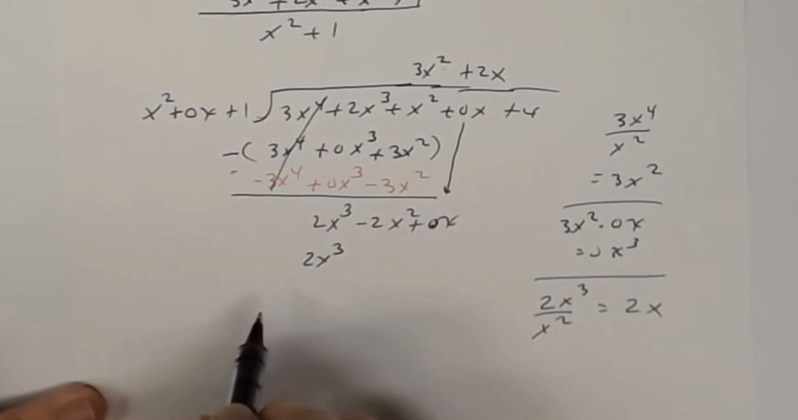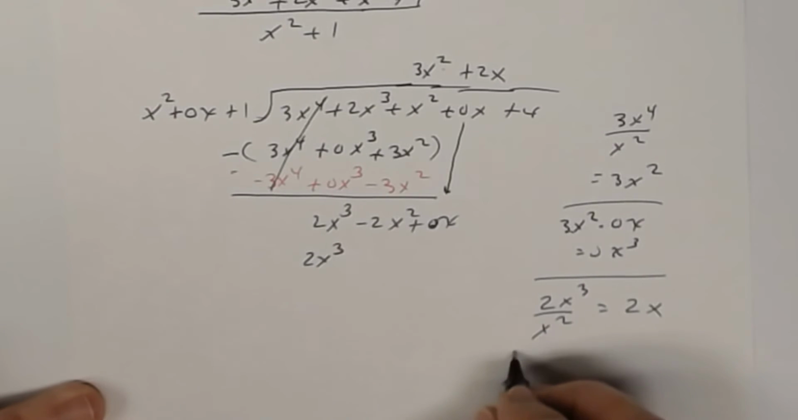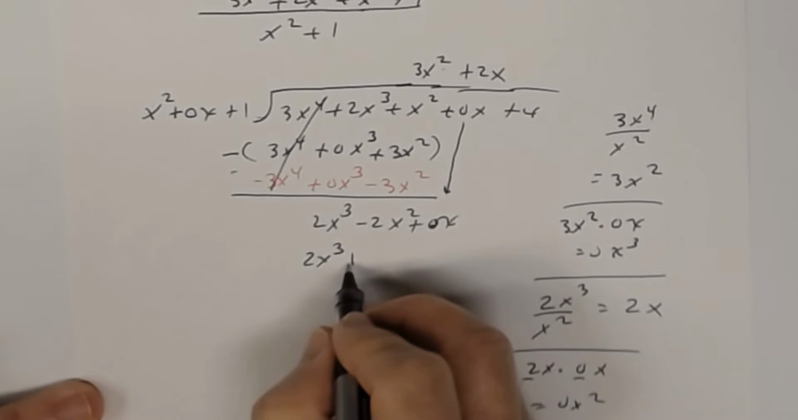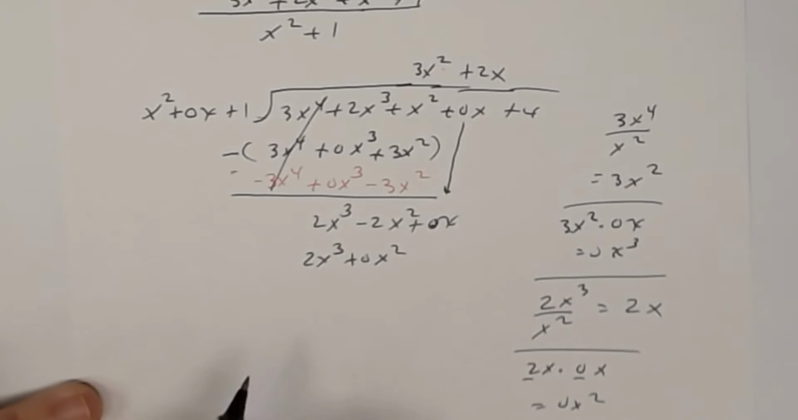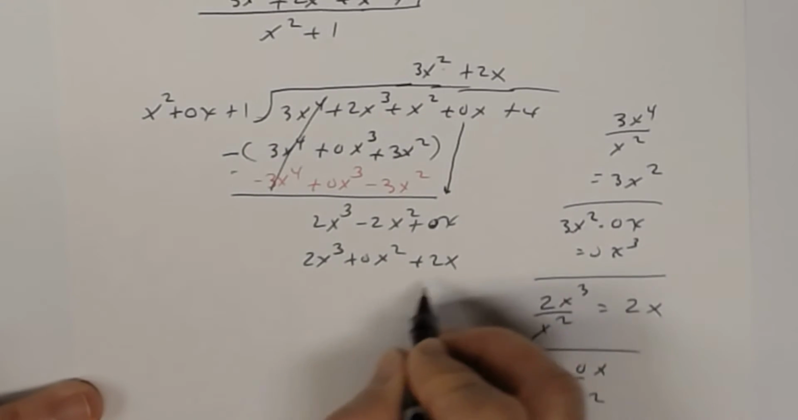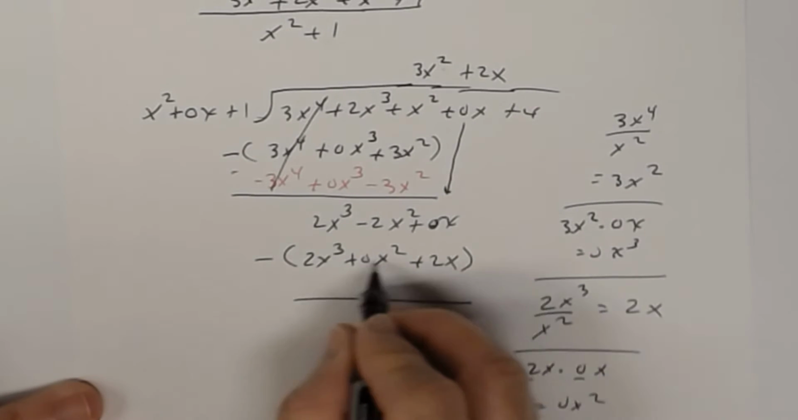See that? Okay. 2x times 0x. And think about what we're doing here. 2 times 0 is 0. X times x is x squared. So you get 0x squared, so plus 0x squared. Okay. And then 2x times 1 is 2x. Okay. Now remember, the next thing you do is subtract. Just make sure you do it like this.